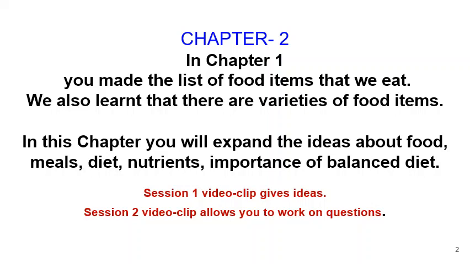We also learned that there are varieties of food items in India. In this chapter, you will expand those ideas about food. You will learn about the meals, diet, nutrients, importance of balanced diet, and many more in session 1 of this video. Session 2 will be the next one, where you will be working with your worksheets and you will answer some questions on this particular chapter.